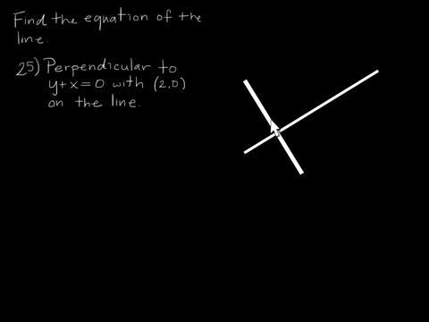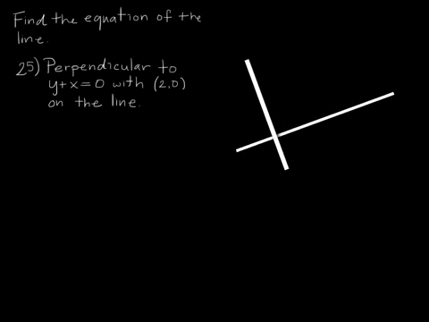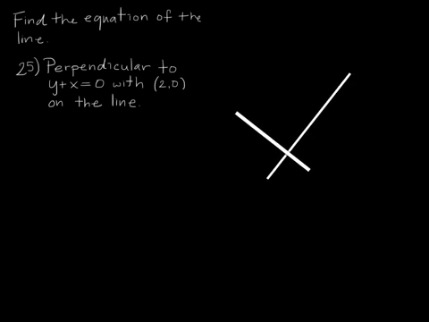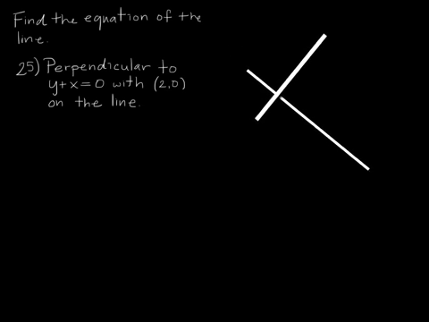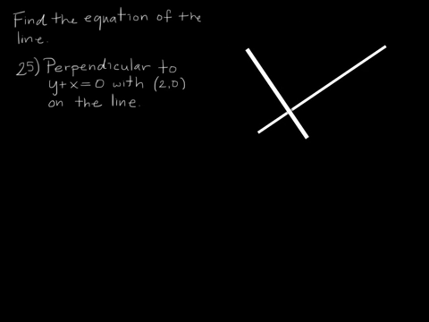Now there's many lines that are perpendicular. In fact, any rotation of these lines would be perpendicular as long as the angle between them stays the same. So what we're really saying when we're talking about perpendicular lines, or when we're requiring lines to be perpendicular, is a relationship between the slope of this line and the slope of this line.